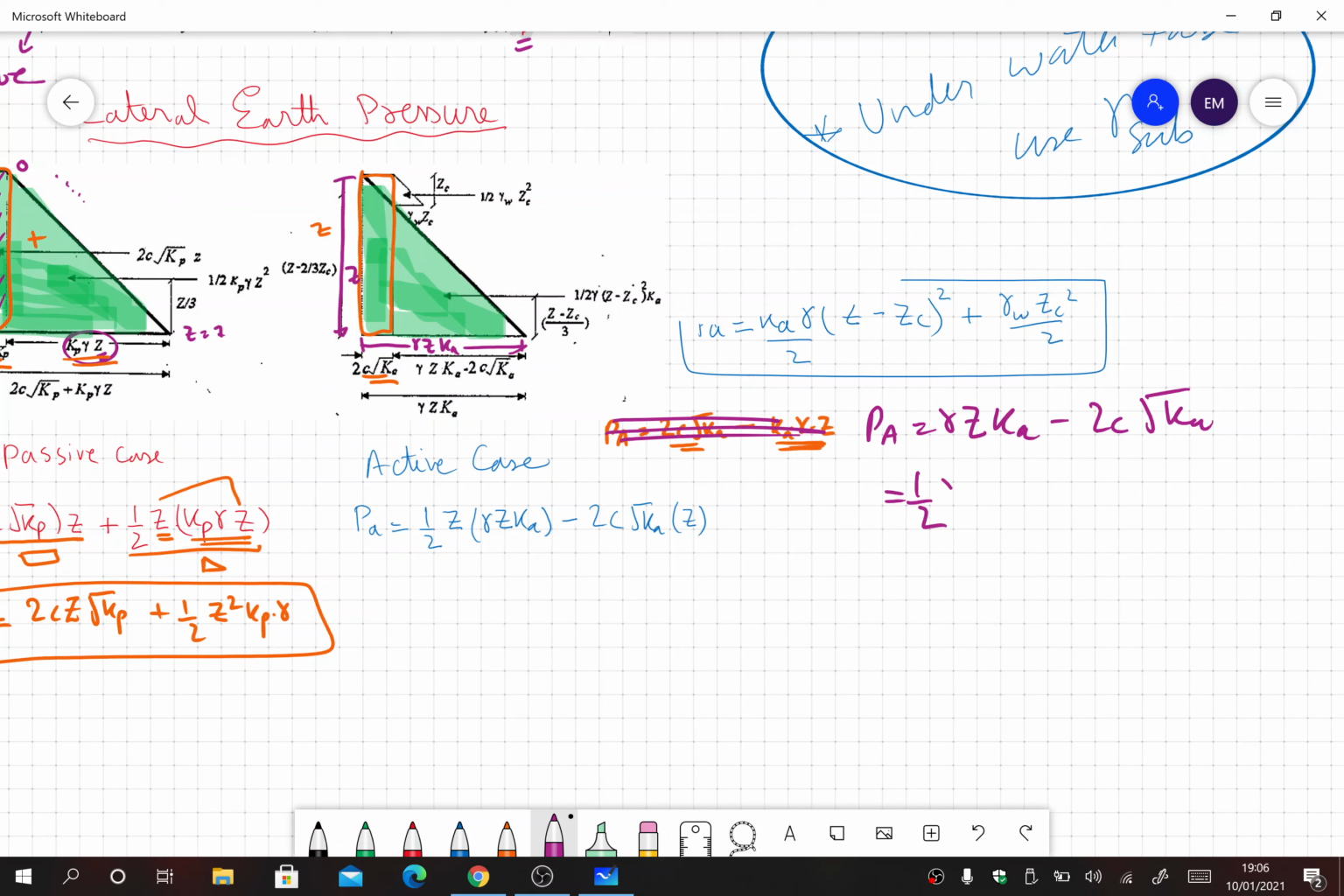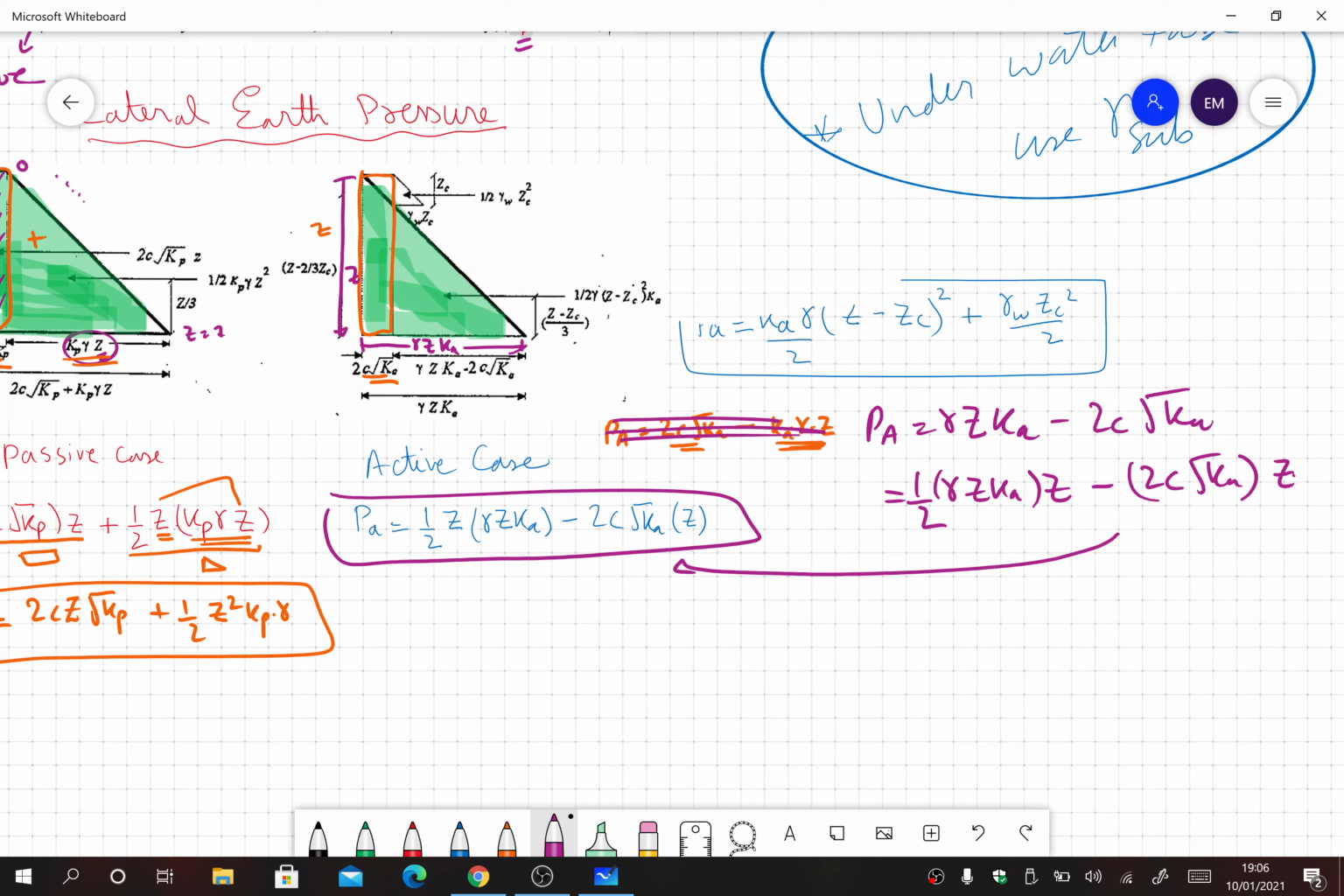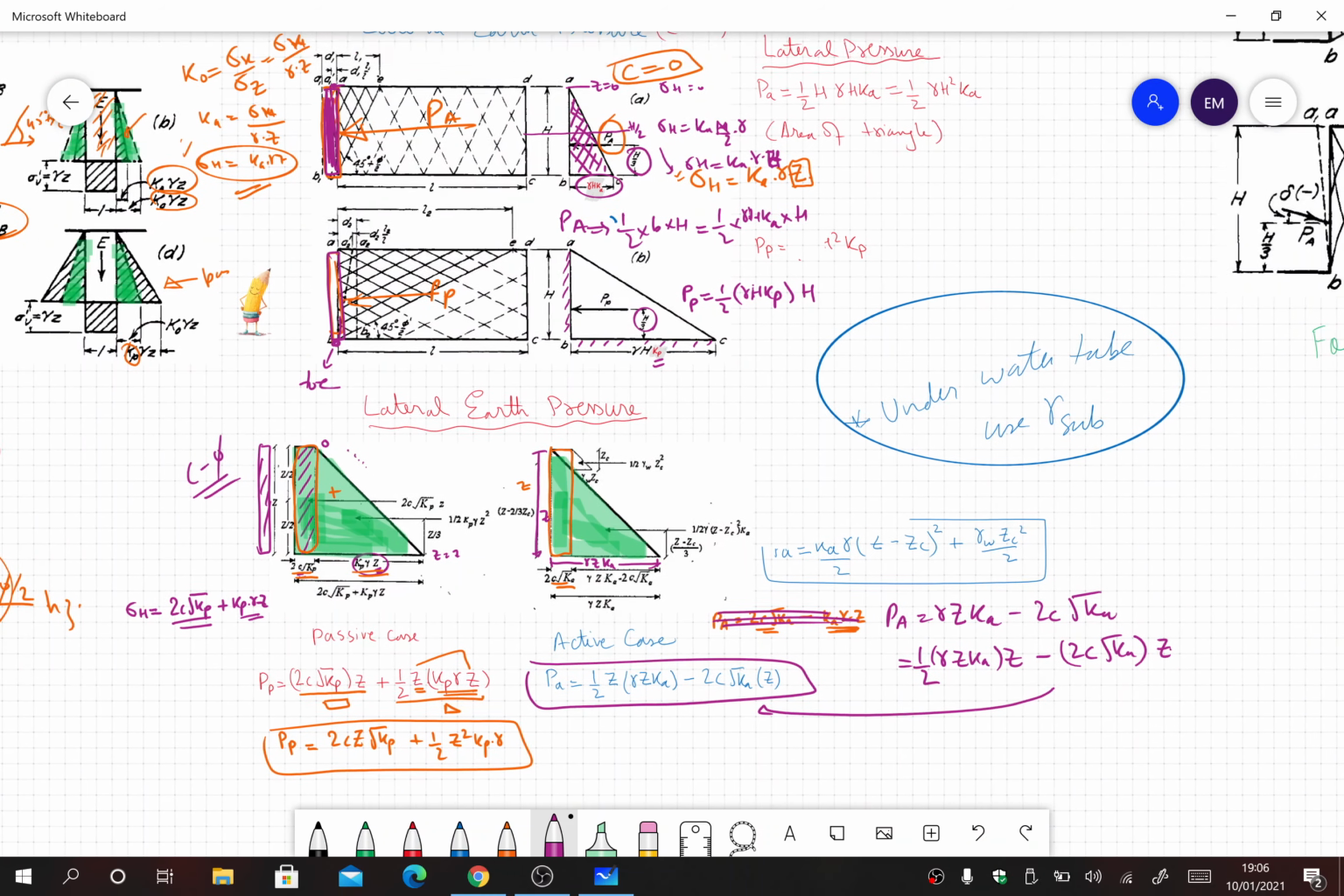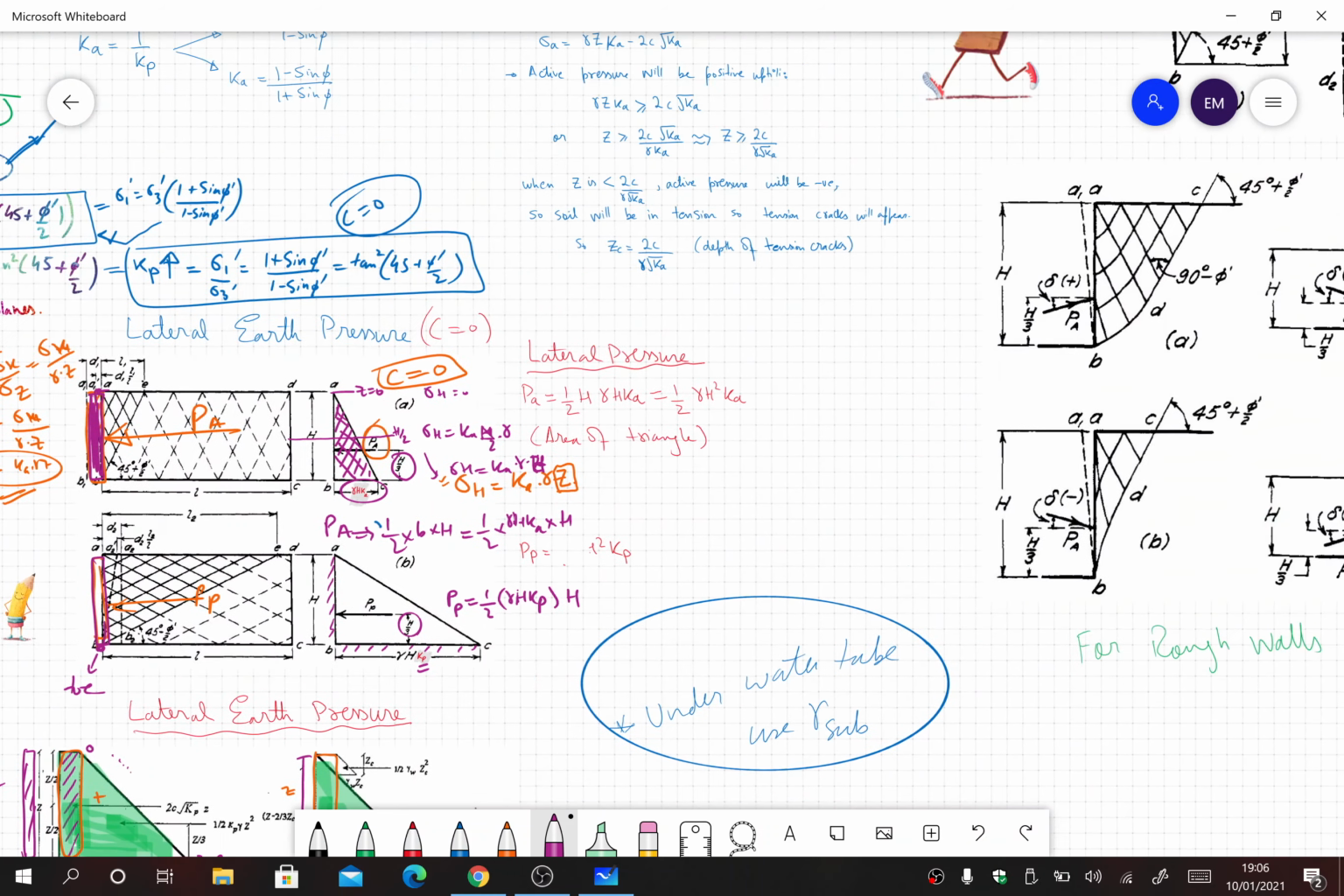So the area of the triangle will come first, that is gamma z Ka into z, and then the area of the rectangle, 2c under root Ka into z. So this will lead us to the value of the active earth pressure: half gamma z square Ka minus 2c under root Ka into z. This is how we calculate the active earth force behind the C-phi soil retaining wall.